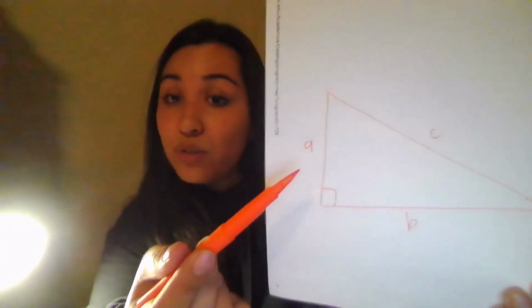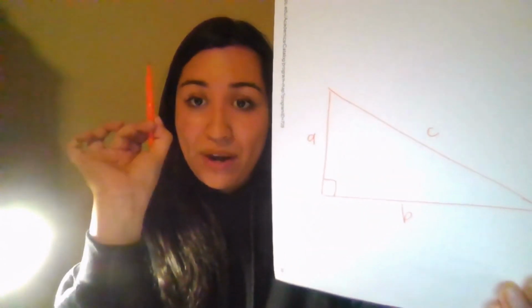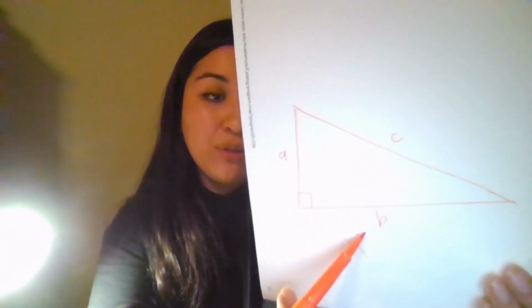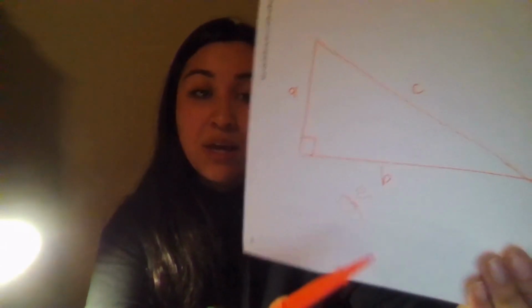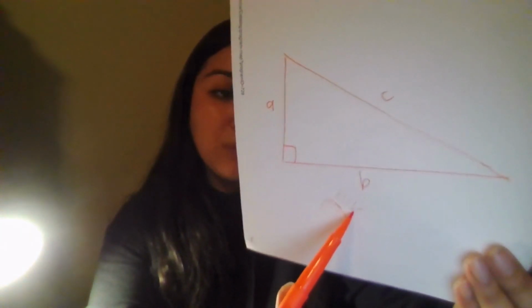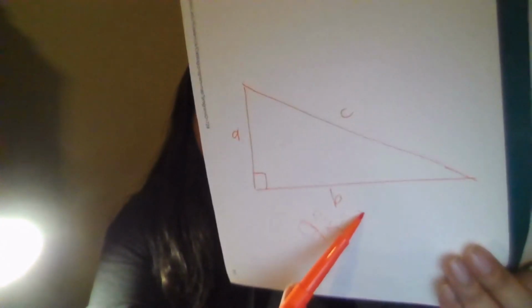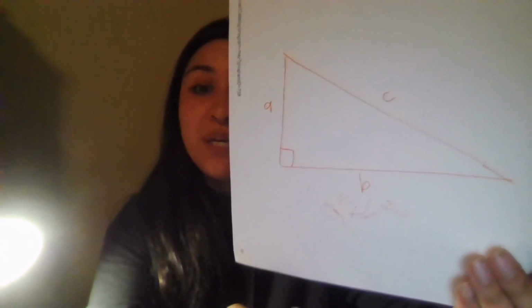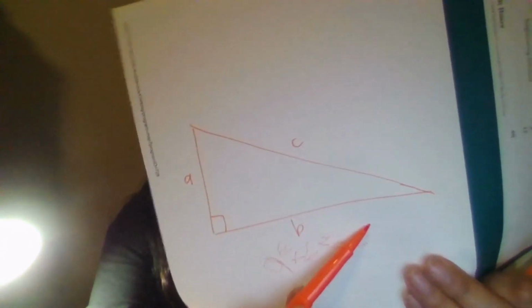So the Pythagorean theorem says that for the right triangle, and again guys, this only works on right triangles. That's why I give you that vocabulary so you can go back to it. It says that for the right triangle, A square plus the B square is going to be equal to C square.